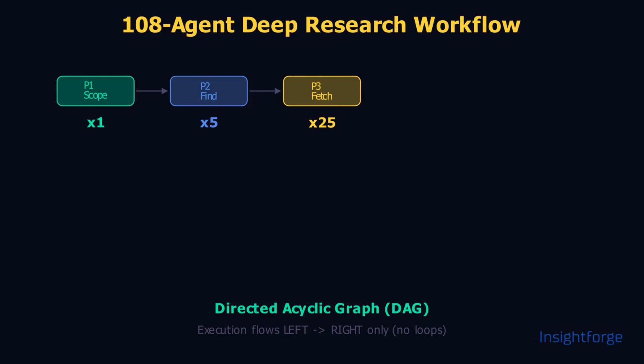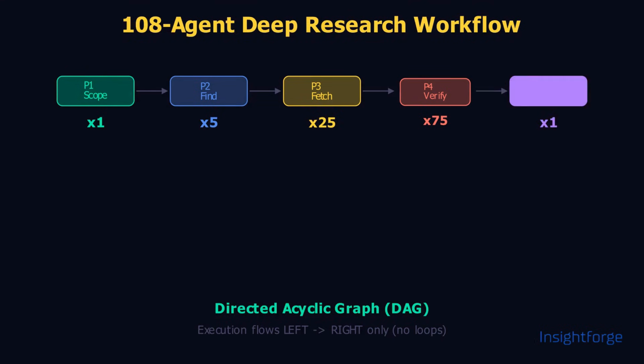Once those sites are gathered, Phase 3 launches 25 fetching agents to systematically extract the data. But how do we know this data is accurate? That is where Phase 4 comes in, spawning 75 verification agents to cross-examine the facts and vote on their credibility. Finally, in Phase 5, one last synthesis agent compiles everything into a polished, professional report.